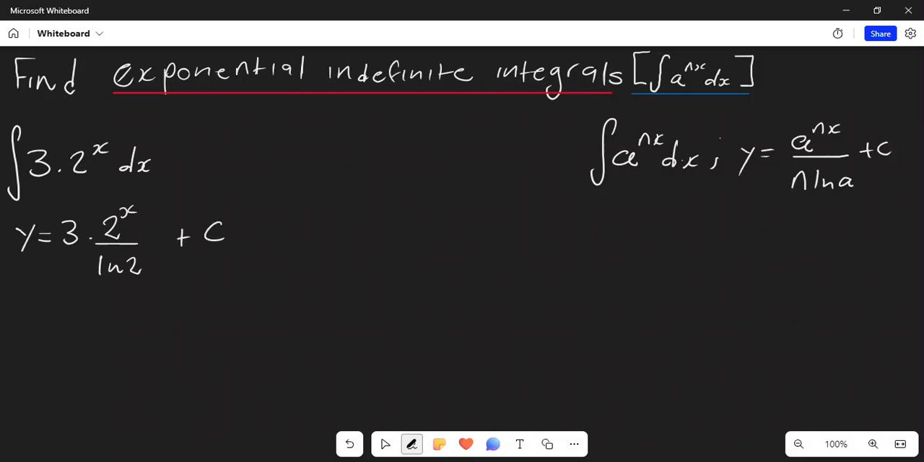So guys, this one is straightforward. That's it. There's nothing else to explain here or any other steps to go through. Remember, plus c, because these are indefinite integrals, and remember c also represents the constant, right?